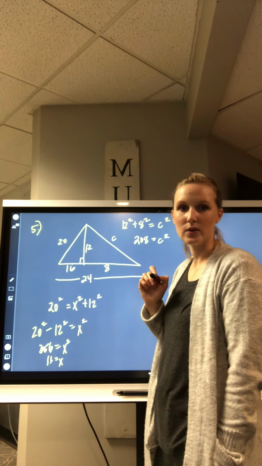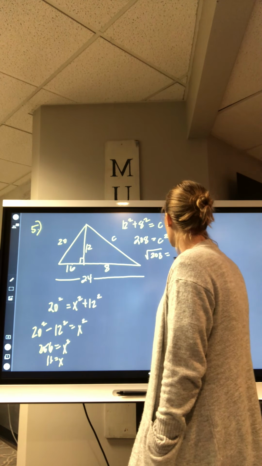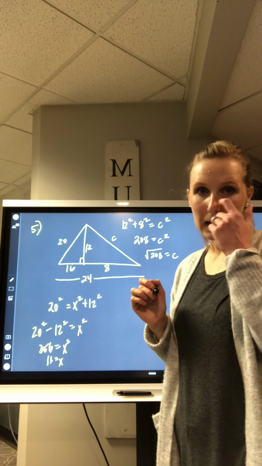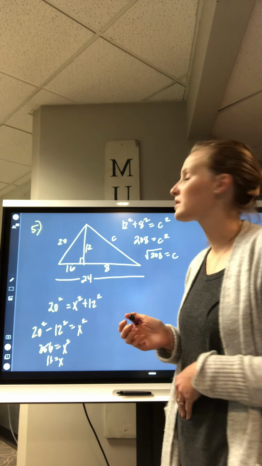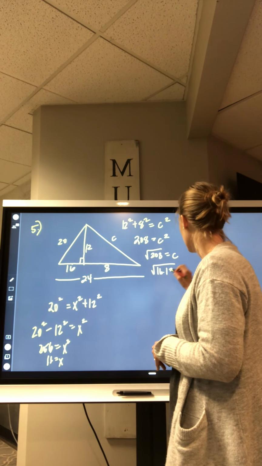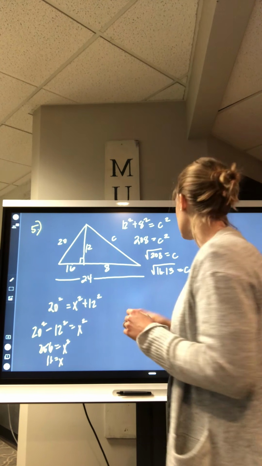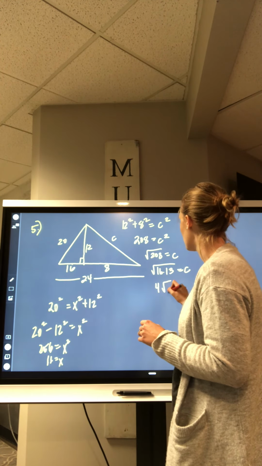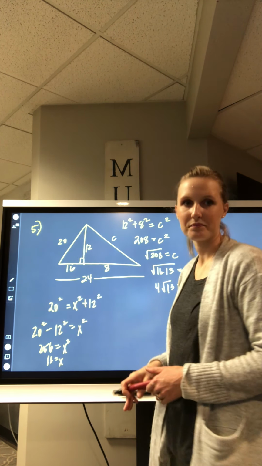And then we can take the square root of that, and that would be c. Now you can, if you want, simplify this further into the radicals. 208 divides by 16, 16 times 13. And because 16 is a perfect square, the square root of 16 is 4. It comes out in front. So 4 square root of 13 is the length right here of c.